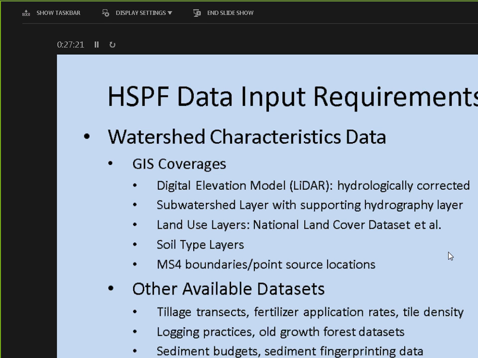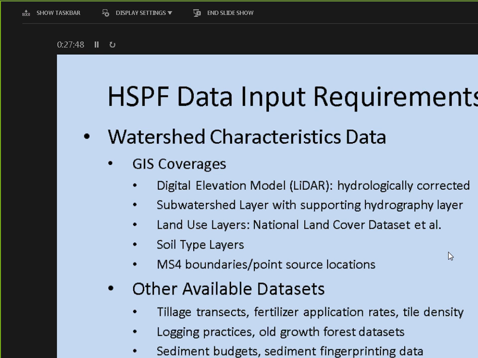And then we'll always use any other data set that can help our land use category characterization. So for ag areas, if we have tillage transects or coverages of fertilizer application rates, or soil density, we're hungry for that. Up in the Northeast, we've had layers that capture logging practices in old growth forests. The old growth forests, they tend to have an undercarriage that increases infiltration and reduces soil erosion, so that's good to know.